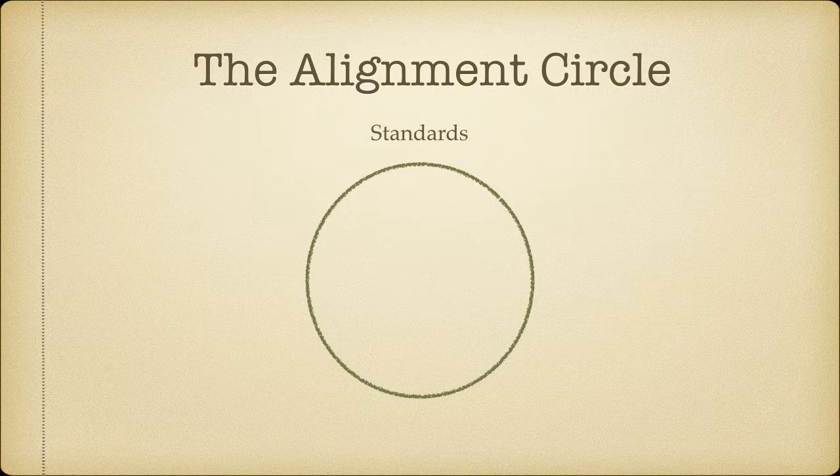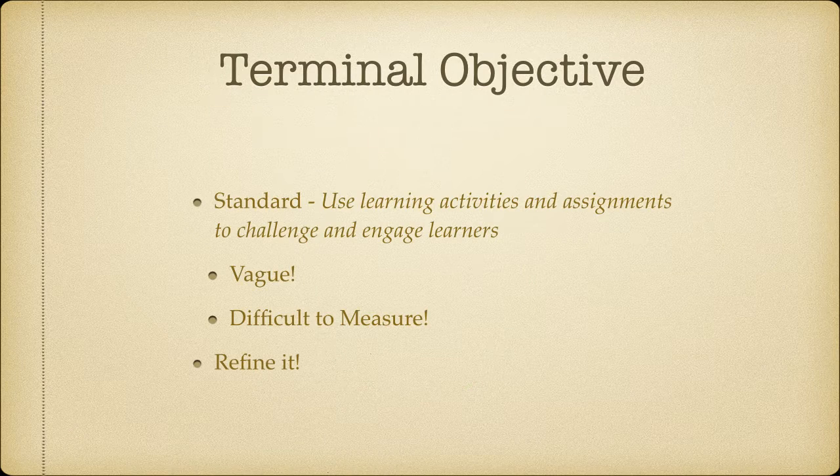So when we look back at our alignment circle, we now have a standard, and we now have to start messing around with the terminal objective. And so when I look at the standard itself that I chose, use learning activities and assignments to challenge and engage learners, it's very vague. It's difficult to measure. Use is a tough one there. So I need to refine it.